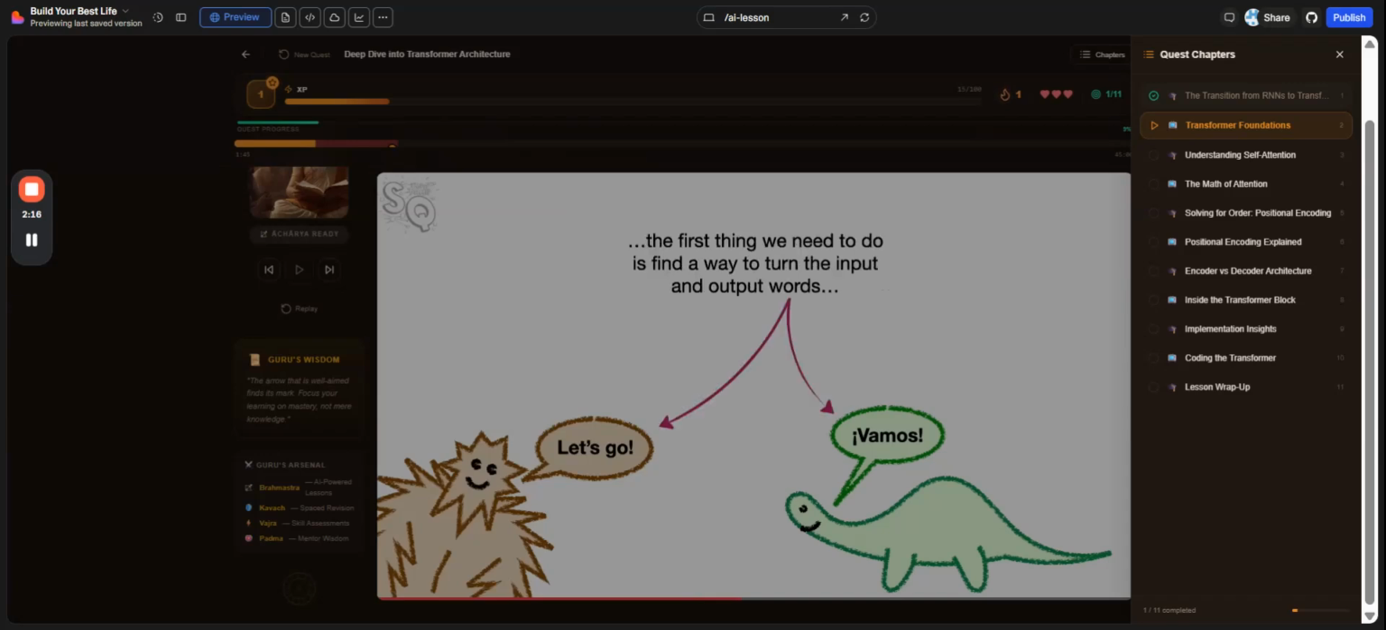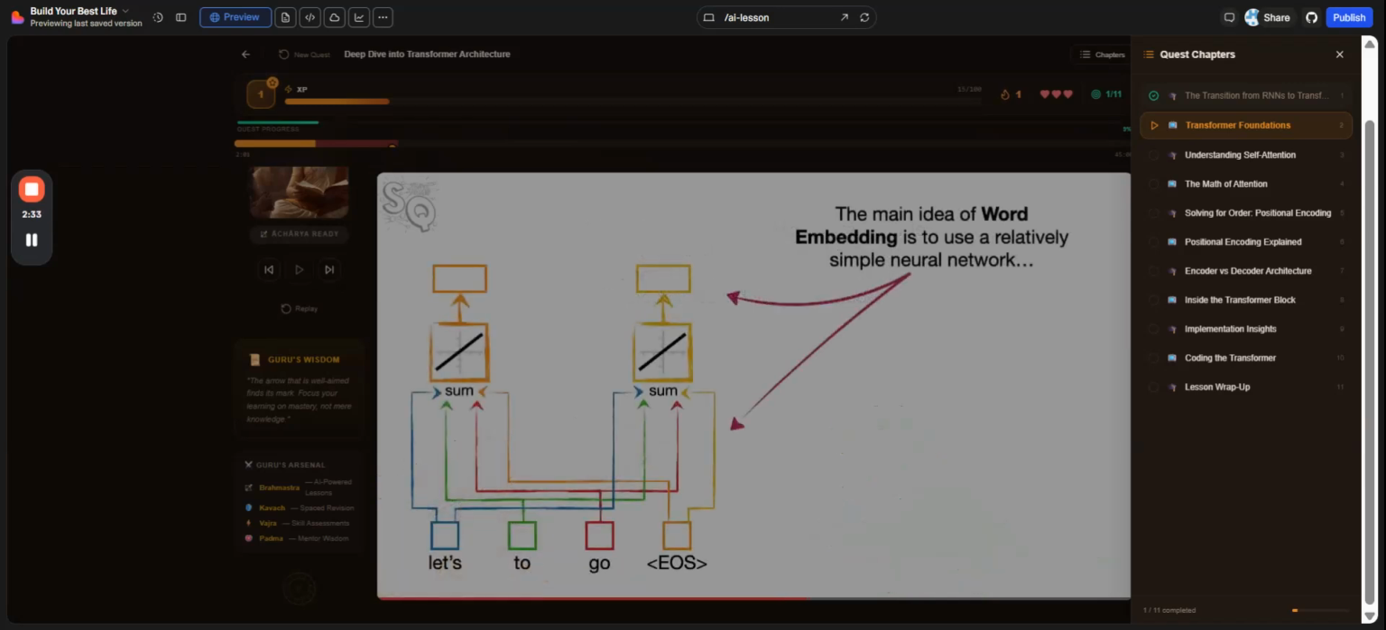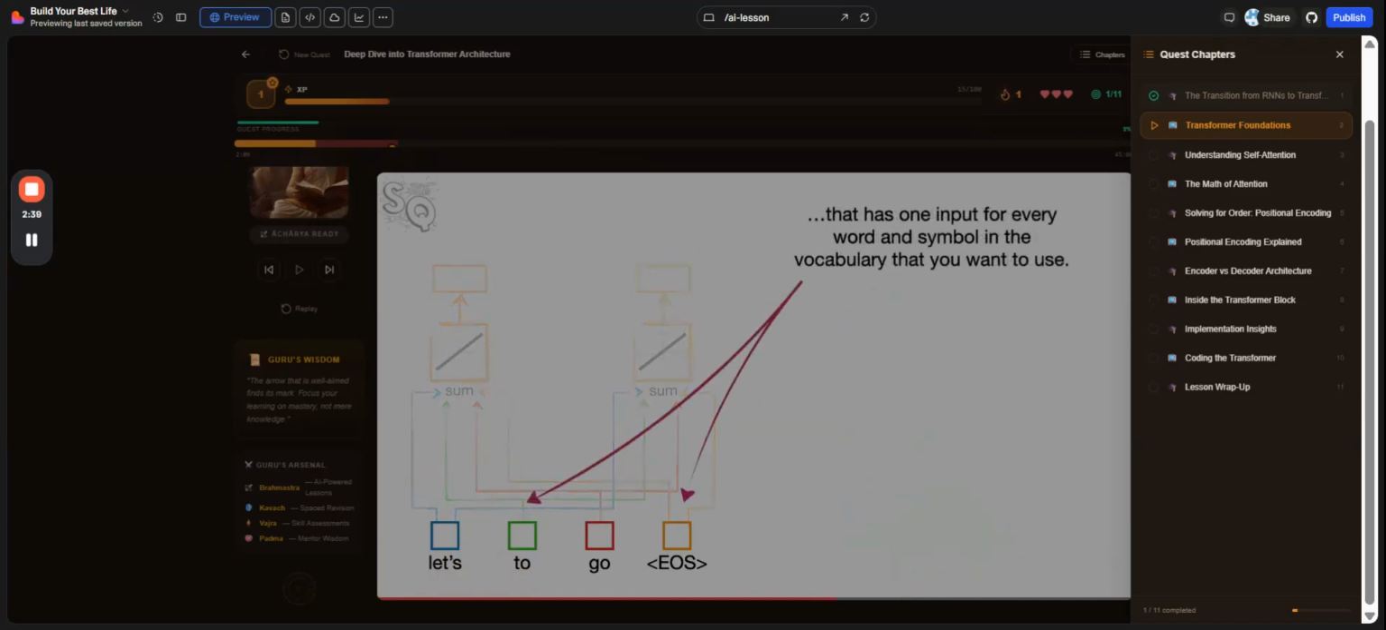Now, since a transformer is a type of neural network, and neural networks usually only have numbers for input values, the first thing we need to do is find a way to turn the input and output words into numbers. There are a lot of ways to convert words into numbers, but for neural networks, one of the most commonly used methods is called word embedding. The main idea of word embedding is to use a relatively simple neural network that has one input for every word and symbol in the vocabulary that you want to use.